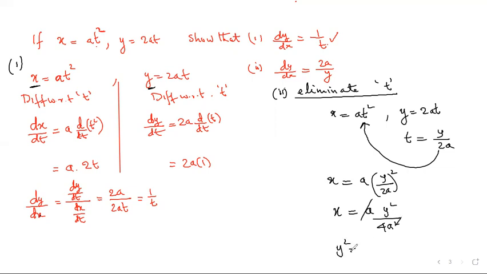So y square becomes 4ax. Now what to do after that? y square equal to 4ax. What must you do with this? Differentiate with respect to x.